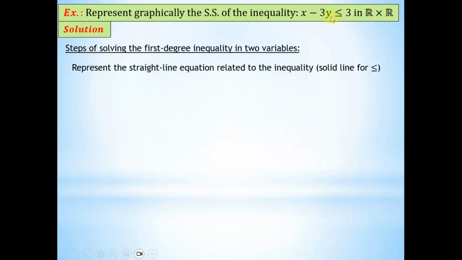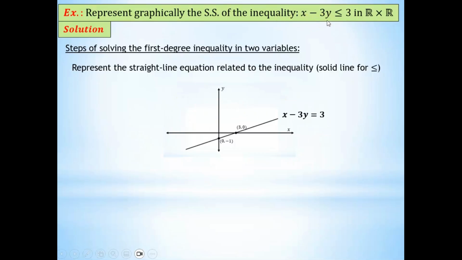Put x equal 0, you get y equal negative 1. Put y equal 0, you get x equal 3. So (3, 0) and (0, negative 1) are 2 points. Plot these 2 points and connect them, and you get the line which has equation x minus 3y equal 3. This is the first step. Second step: I have an inequality less than, so maybe this region or maybe that region. Which region satisfies the inequality?